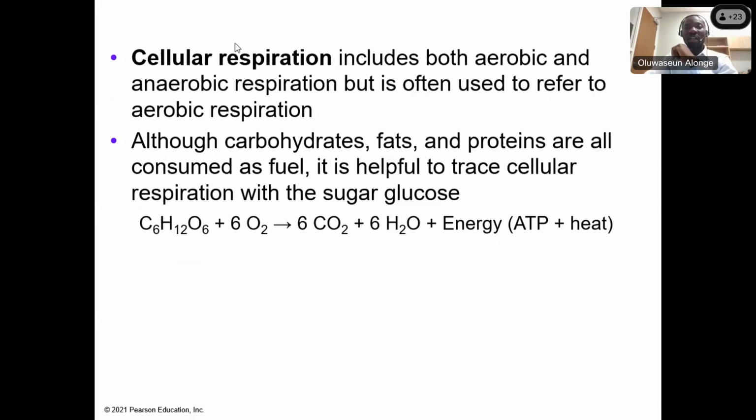All right, so cellular respiration includes both aerobic and anaerobic respiration, but it is often used to refer to the aerobic process. I will talk about each of the stages and show you the ones that require oxygen and the little portion that does not require oxygen. Although carbohydrates, fats, and proteins are all consumed, it is helpful to trace cellular respiration with the sugar glucose.